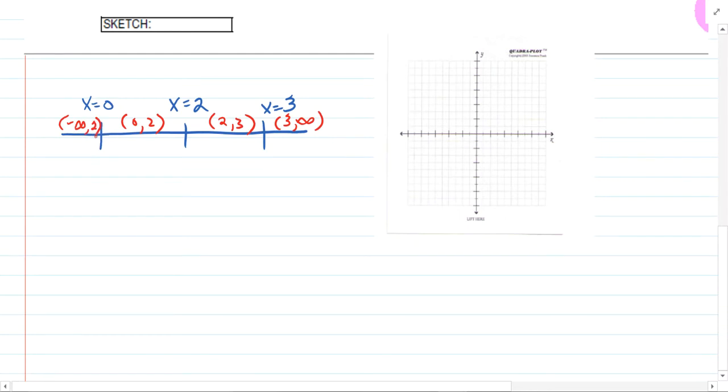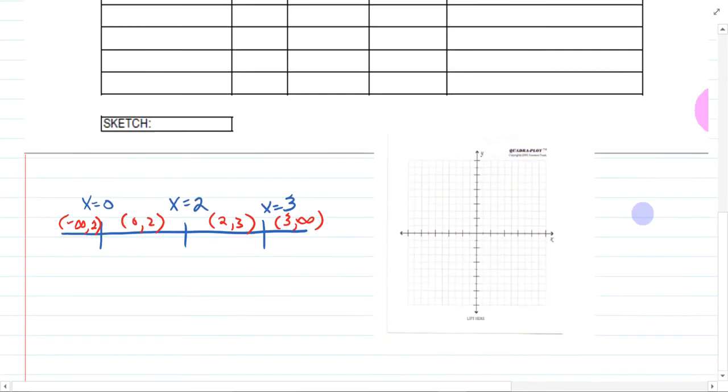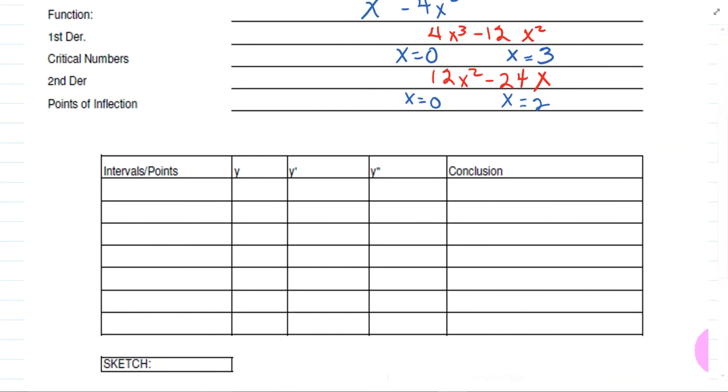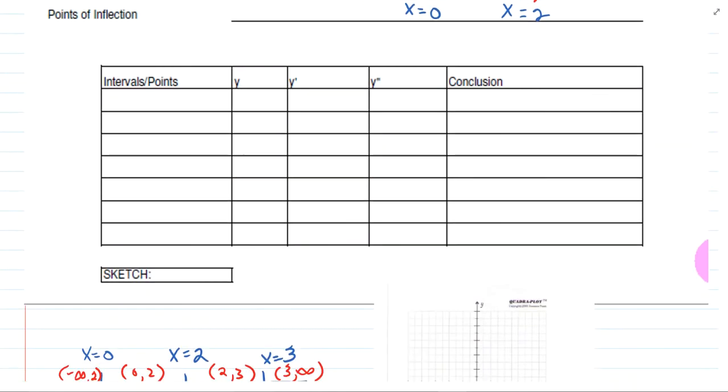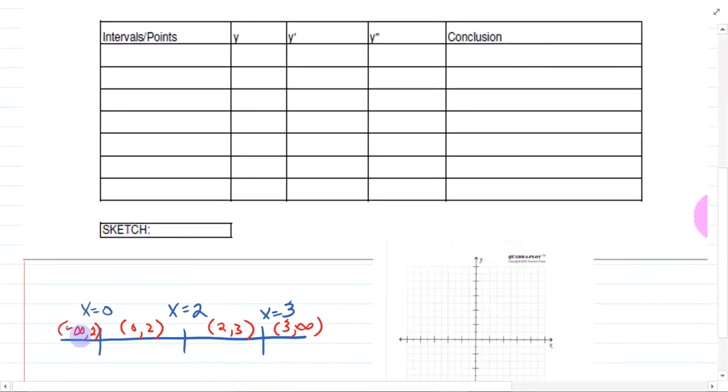All right, we are going to put all of that information up in our chart. So if we go up here, we want to start with this left. So we want to put this interval first. So we have negative infinity to, goodness gracious, I just wrote that wrong. Negative infinity to 0. Okay.